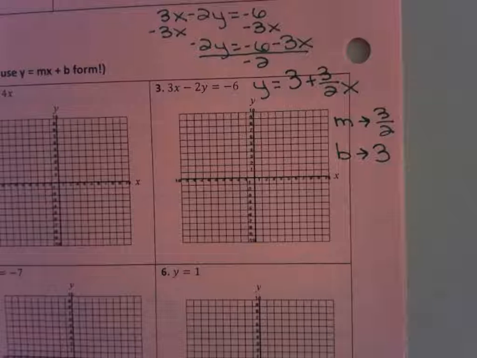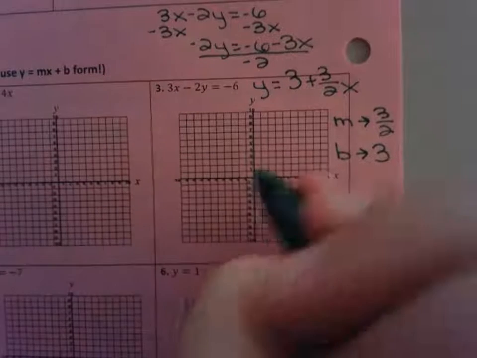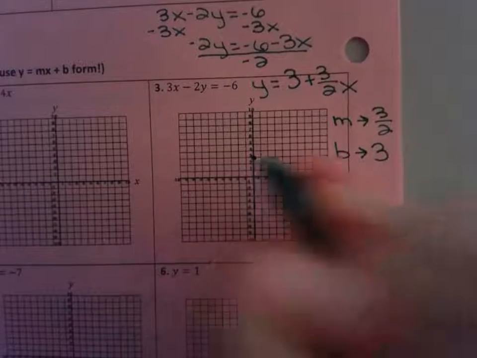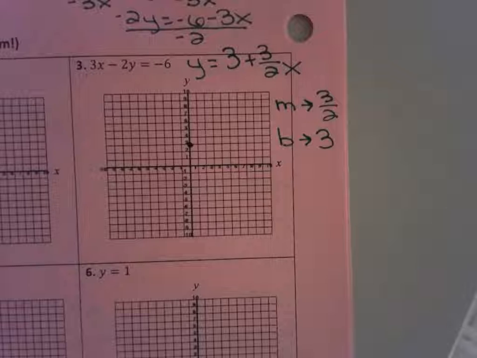When I want to graph this, what do I graph first, the y-intercept or the slope? I have to have a starting point. I have to have the y-intercept. If the y-intercept is 3, how do I graph that? 1, 2, 3. So I have to have the starting point first before I can do rise over run. So my point comes from the y-intercept. I put a point on the y-axis at 3.